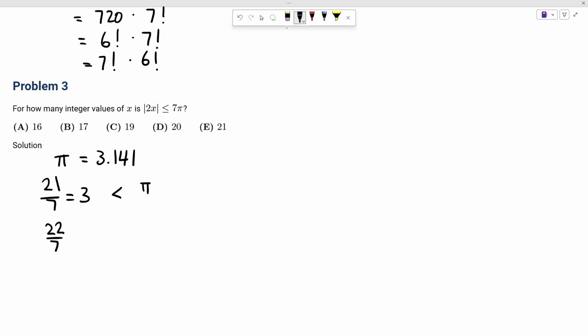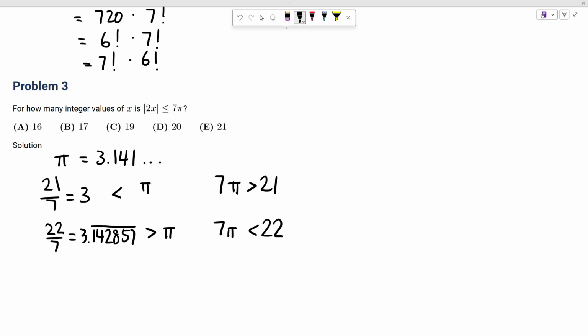22 divided by 7 is equal to 3.142... Oh, I should add some ellipses here. 3.142857 repeating. And we'll notice that this 2 is the first digit that is different. The 2 is greater than the 1. So this is greater than pi. This first one means that 7 pi is greater than 21, but 7 pi is less than 22.